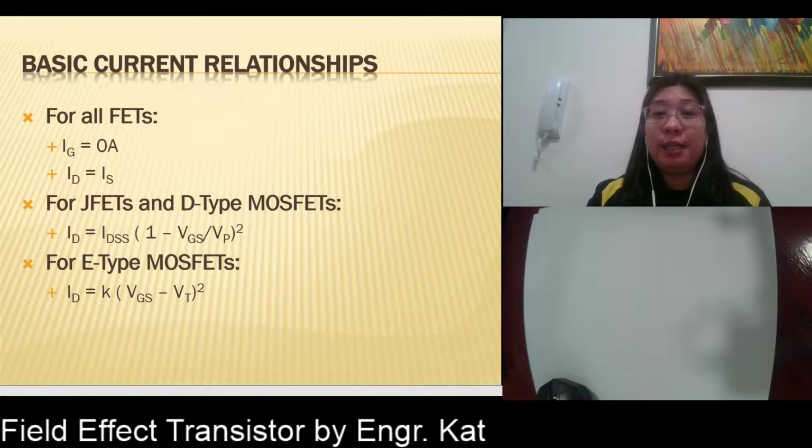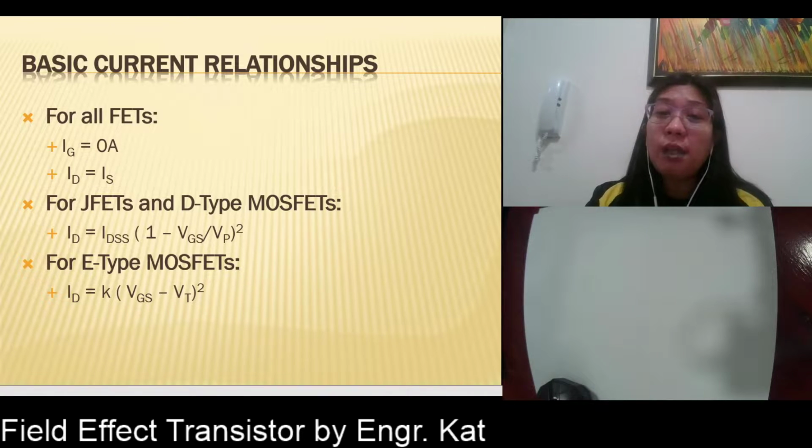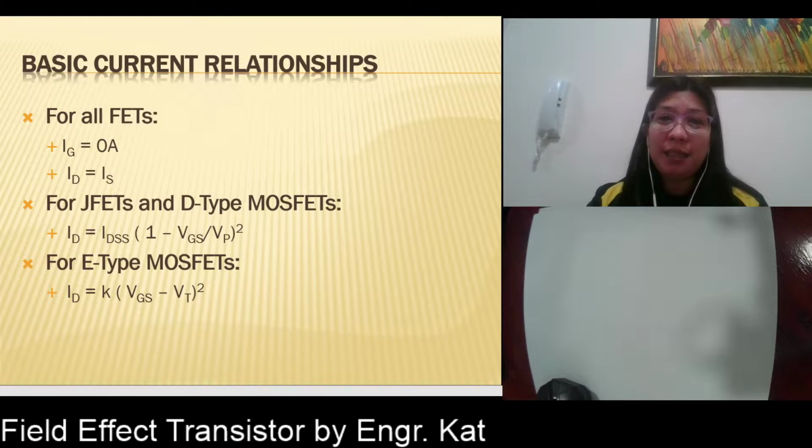For JFETs and D-type MOSFETs, we make use of Shockley's formula. So what is Shockley's formula? Shockley's formula is equivalent to ID = IDSS multiplied by (1 - VGS/VP) squared. From Shockley's formula, we are going to determine the value of ID for a certain value of your VGS. In that formula, IDSS and VP are constants. This formula is applicable only for JFETs and for D-MOSFETs.